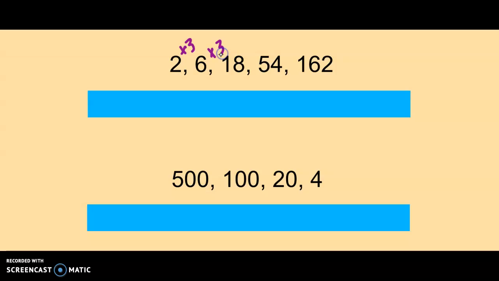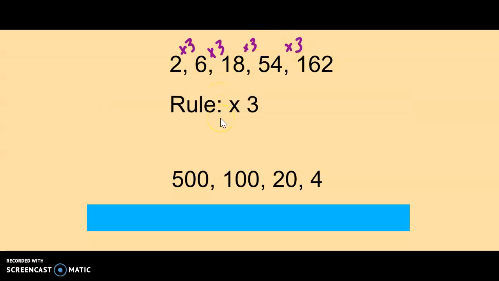6 times 3 is 18. And then you might have to get out your calculator to check this one out, but 18 times 3 is 54, and 54 times 3 is 162. So you can get your calculator out and double check me, or you can just trust me on that, but it is true. So in this case, because it's times 3 each time, that's our rule.